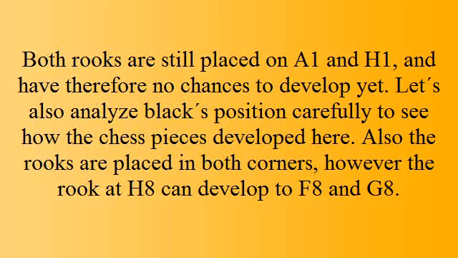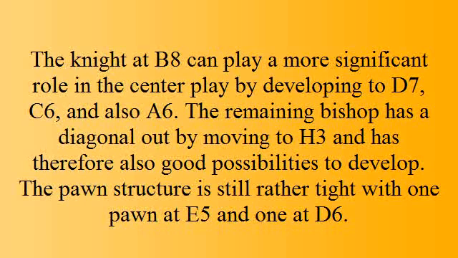Let's also analyze black's position carefully to see how the chess pieces developed here. Also, the rooks are placed in both corners. However, the rook at h8 can develop to f8 and g8. The knight at b8 can play a more significant role in the center play by developing to d7, c6 and also a6. The remaining bishop has a diagonal out by moving to h3 and has therefore also good possibilities to develop. The pawn structure is still rather tight, with one pawn at e5 and one at d6.